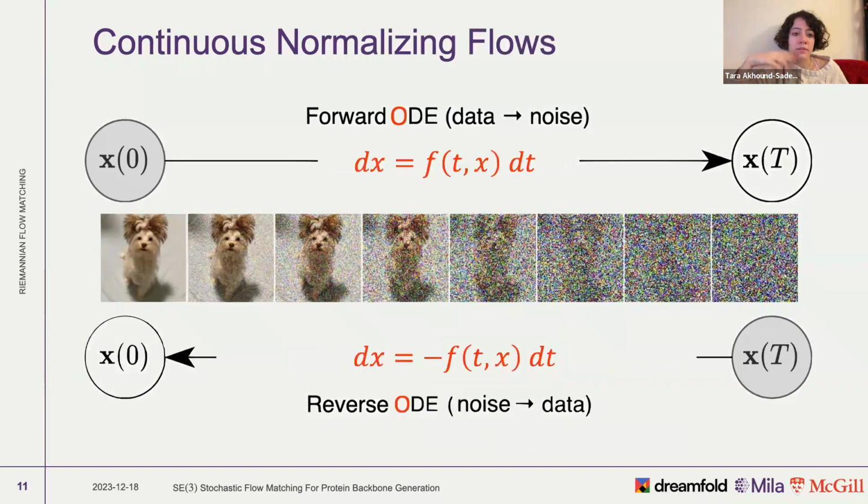Now, before diffusion models even became very popular, there was another class of models called continuous normalizing flows, or CNFs, where the idea was that instead of the stochastic dynamics that we have in diffusion models, you have deterministic dynamics. So you have a forward ODE that's transforming your data to noise. So you just have the drift term. And then to reverse it, you just have the minus of the drift term to go back in the opposite direction. And that's what you would want to learn with a network.